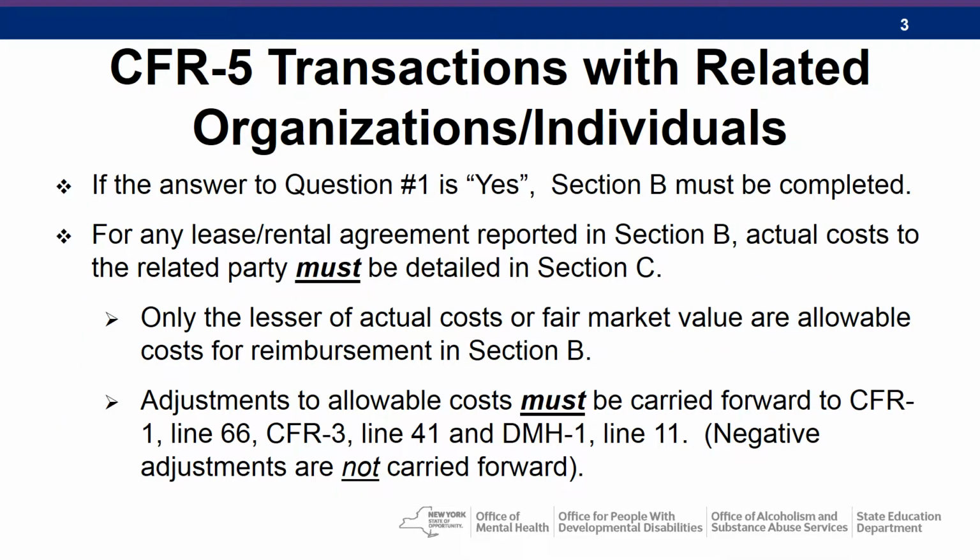If the answer to question number 1 is yes, then Section B must be completed. For any lease rental agreement transaction reported in Section B, actual cost to the related party must be detailed in Section C. Note, only the lesser of actual cost or fair market values are allowable costs for reimbursement in Section B. Adjustments to allowable costs must be carried forward to CFR 1, line 66, CFR 3, line 41, and DMH 1, line 11. Negative adjustments are not carried forward.